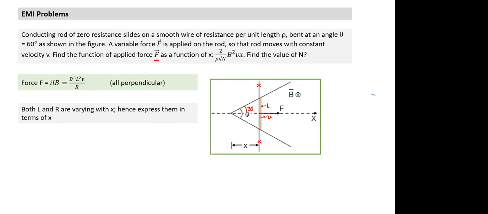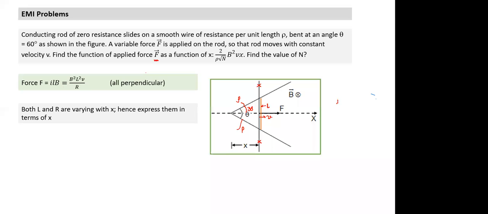And the second thing, as it moves along, this length also changes. All three sides of the triangle are changing. This part has resistance rho per unit length, and this also has resistance rho per unit length. This has no resistance. But since these two lengths change, resistance also will change. So what is the resistance? I have to write the resistance as a function of X. All I need to do is write L in terms of X.